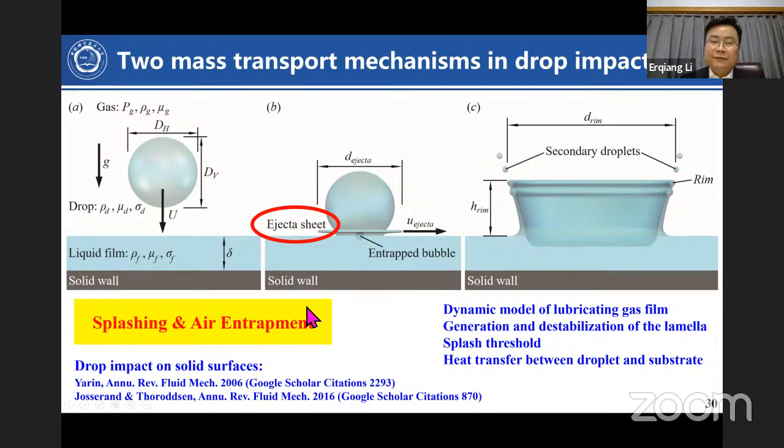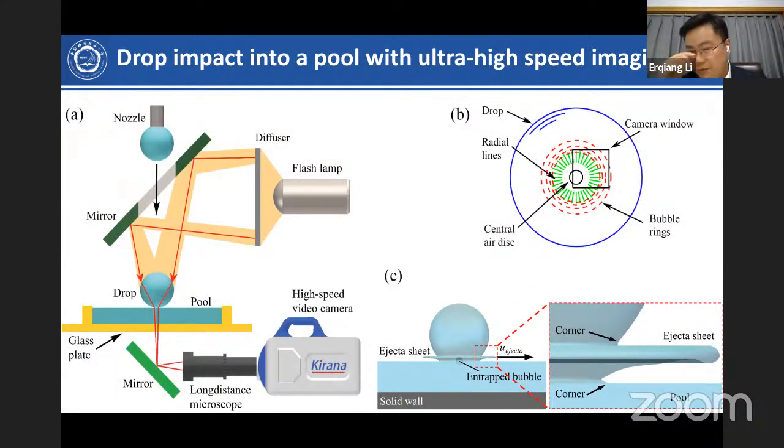Basically, for the drop impact configuration, you have two very important mass transport mechanisms. One is splashing, one is air entrapment under the droplet. That means the drop will also capture a certain amount of gas or air under it. So we think these are two very important mechanisms. There are review papers and some very basic questions related to this problem. But now let's go back. We want to ask where the reason for the instability comes from. So here is the setup.